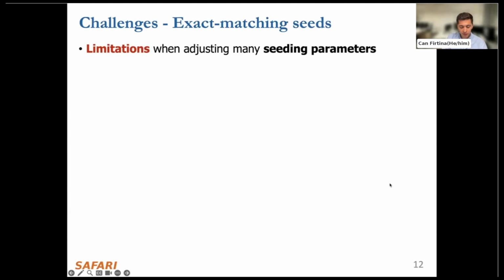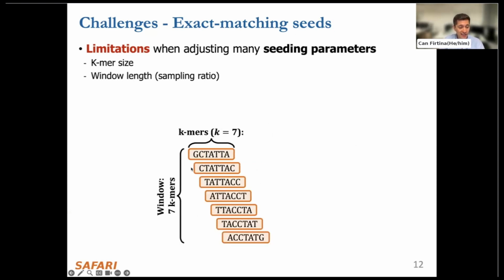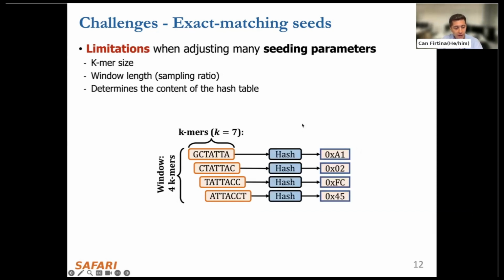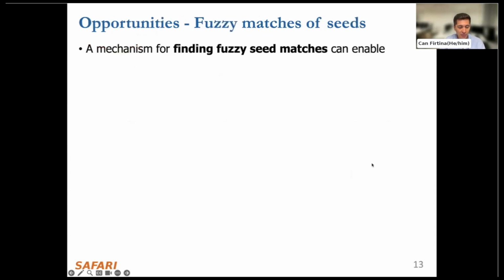So I'll try to convince you regarding the challenges of exact matching seed techniques. Exact matching seed techniques introduce fundamental limitations when adjusting the many seeding parameters. For example, the k-mer size. Should the k-mer be long or short? Or, for example, in the case of minimizers, should the window length be long or short? And all of these choices essentially determine the content of the hash table, which then provides a substantial trade-off between performance, memory, and the accuracy of genome analysis, because we determine all these parameters by assuming that the seeds must exactly match.